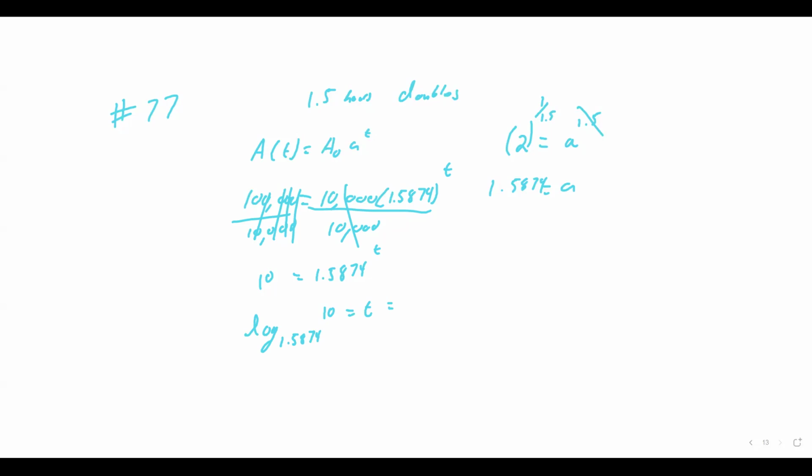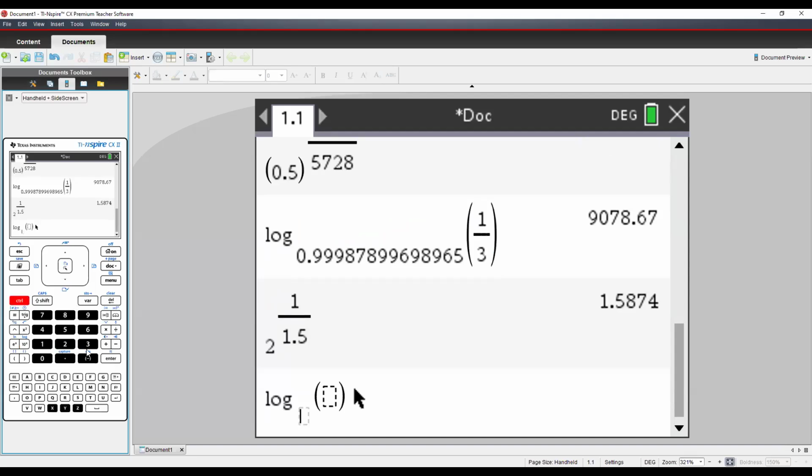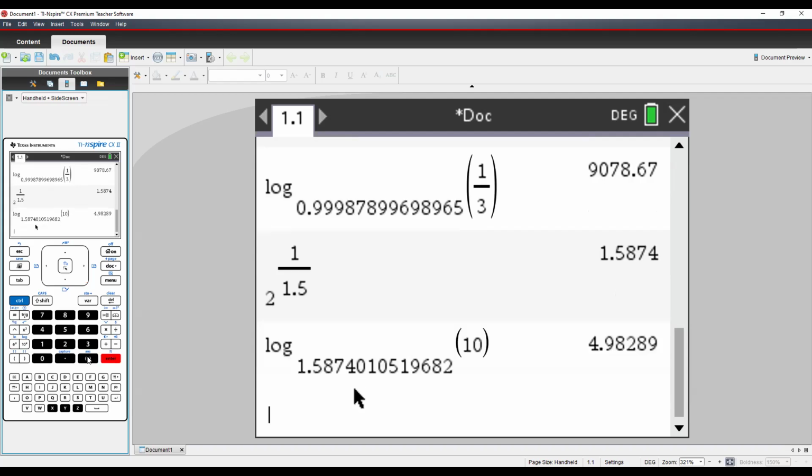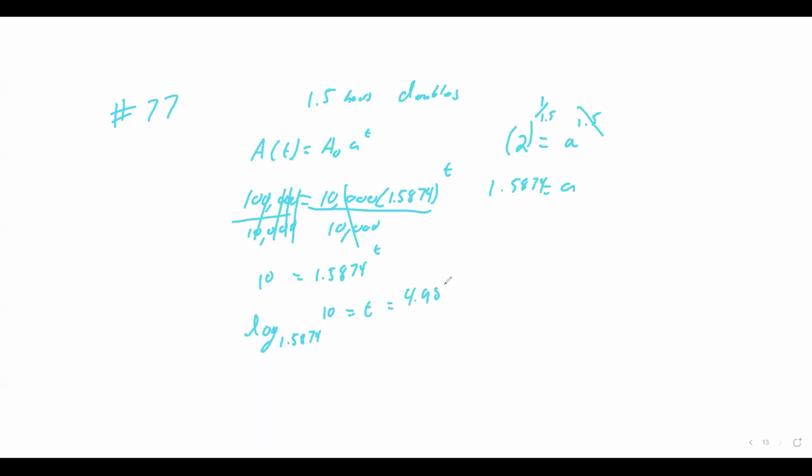So again, when I come over here, I'll do control log, I'll do control answer, and then it was, oh man, what was it? 10, that's right, 10. Okay. So there is the amount of time. Right? So again, that's going to be 4.98 hours.